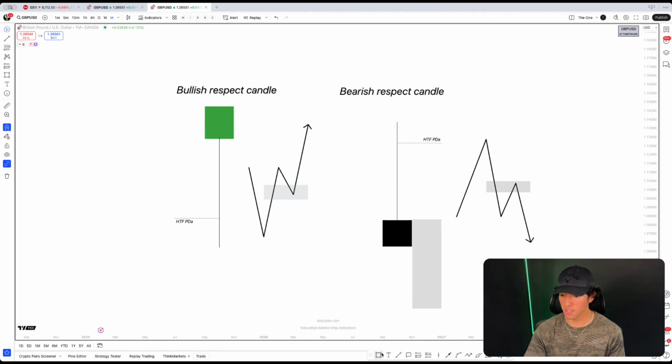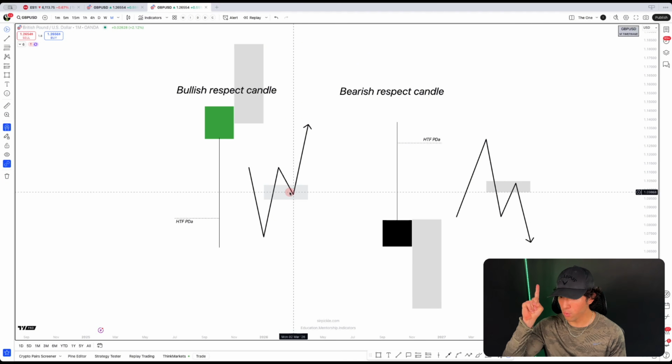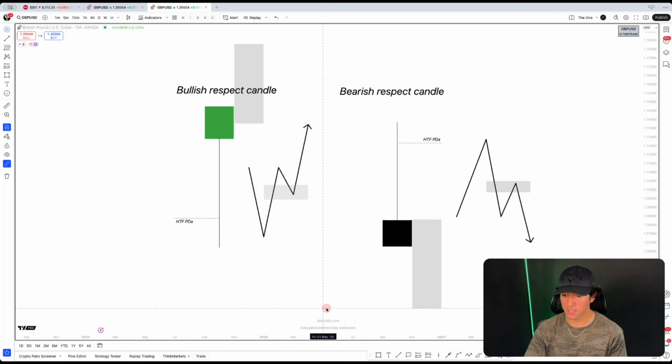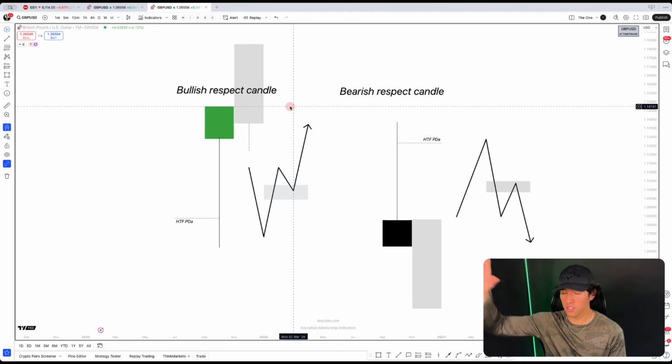Same thing can be said for this bullish respect candle. The next candle right here, after we see a respect candle, our expectation is for that to be a follow through because now we have shifted order flow on the lower time frames. Fair value gaps and order flow are pointing higher, and any retracement seen on this candle, on this wick, on this open should just be a retracement into a fair value gap right here in the lower time frame, and then just continue expanding higher.